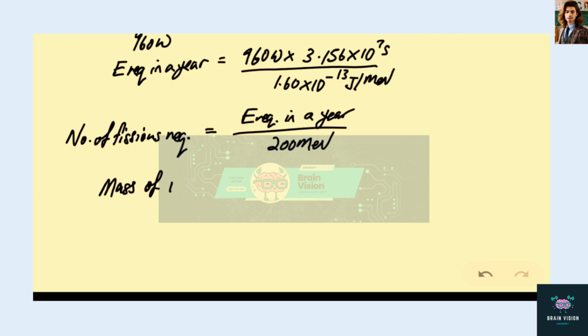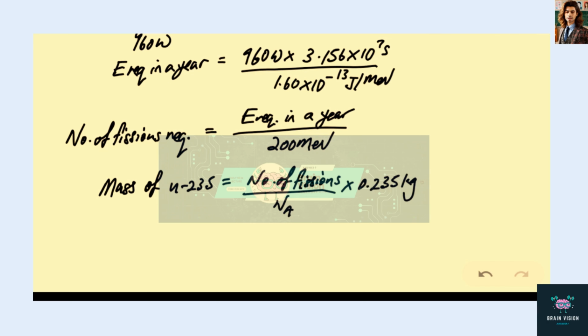So for the mass of uranium-235, since each fission reaction requires one uranium-235 nuclide, we can just take the number of fissions and divide that by Avogadro's constant to get the number of moles. Then we multiply this by the molar mass, which is given as 0.235 kilogram per mole.